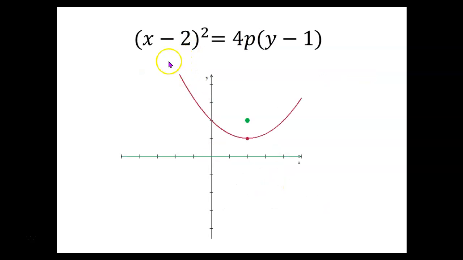And now here's an example of where I've started with something like x squared equals 4py, but I've replaced x with x minus 2, which shifts everything 2 spaces in the x direction, 2 spaces to the right. And I have replaced y with y minus 1. And that shifts everything 1 space in the y direction, 1 space up. So instead of the vertex being at 0, 0, now the vertex is at the point 2, 1, where x is 2 and y is 1.